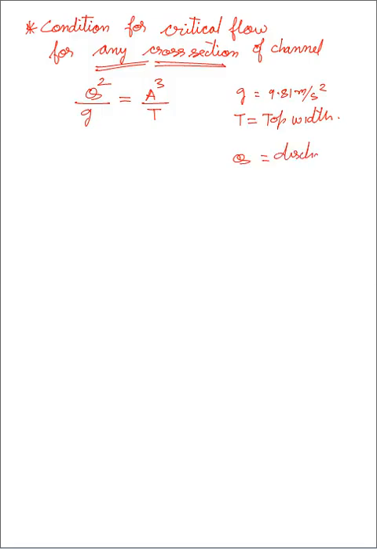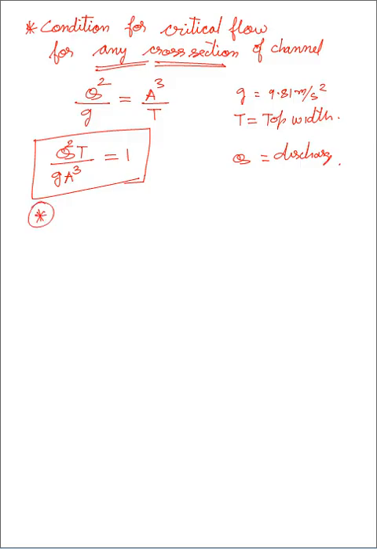So this formula is applicable for all the cross sections, or in some books it is written Q square T upon g A cube, it is equal to 1. Okay, so in some books it is written like this also. And one more thing which you should remember, that is critical depth. So here also two formulas you should remember.